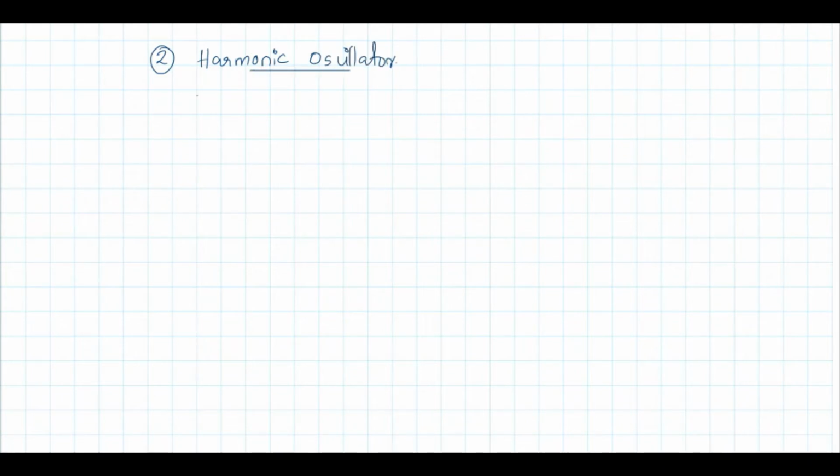So an ideal model of a harmonic oscillator is a spring with a mass attached to it. Suppose the spring has a spring constant K and this mass is M. Suppose this is the equilibrium position of the spring. This is the unstretched position of the spring. This is the relaxed position. There is no compression. There is no stretching.